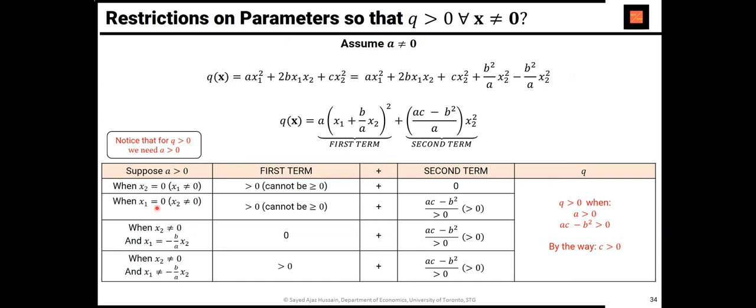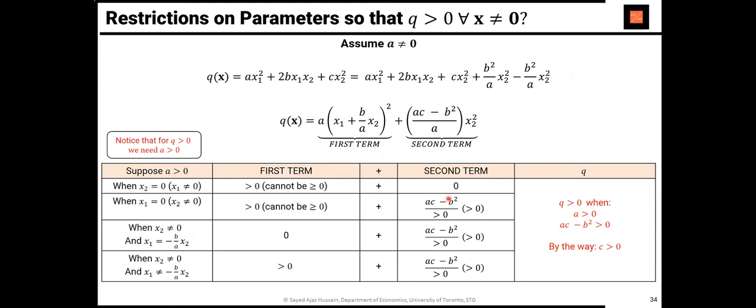I can't simultaneously have x2 be 0 if I want to find out when q is positive. Well, if x1 is 0, this goes to 0. No matter what b, a, and x2 are, this will be a square, positive. A is already positive. The first term has to be positive, plus ac minus b squared.